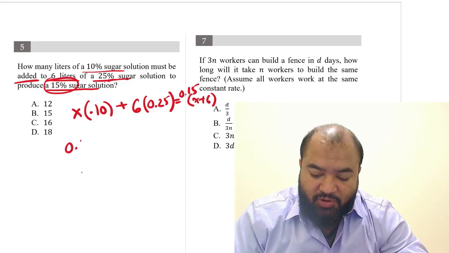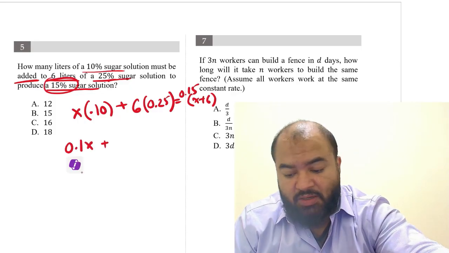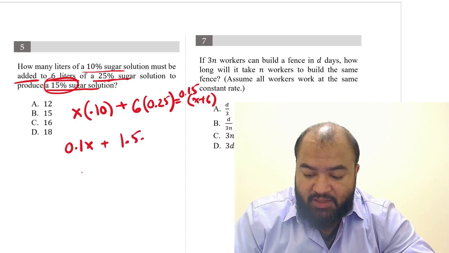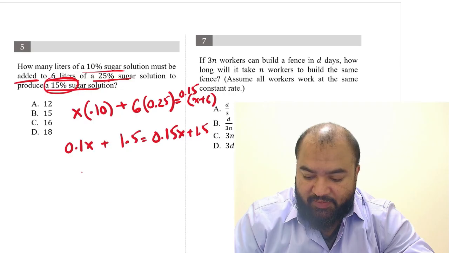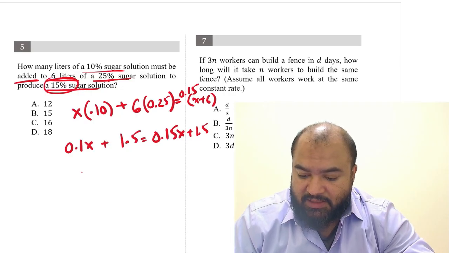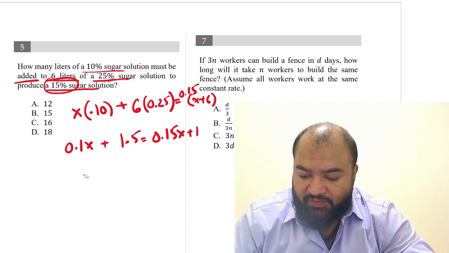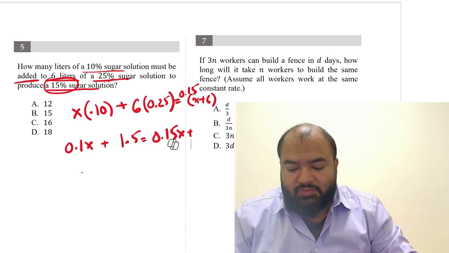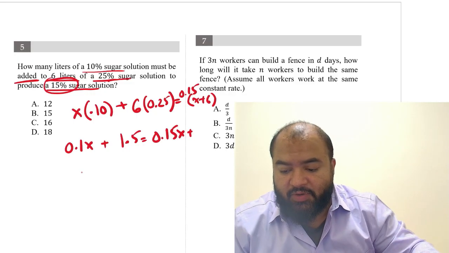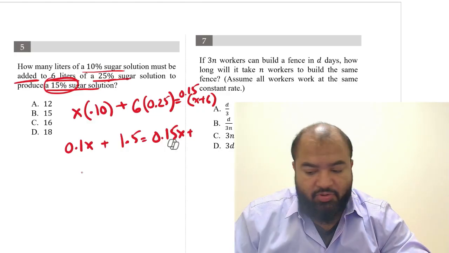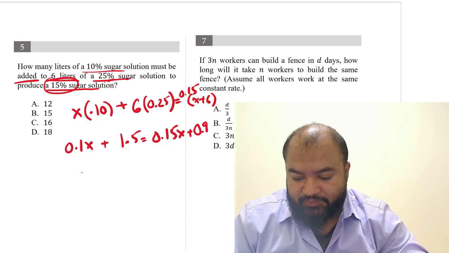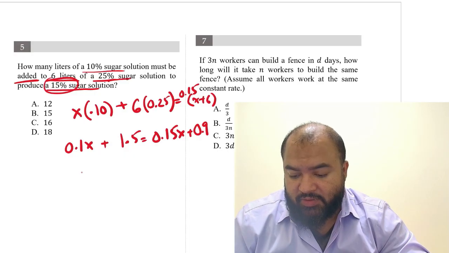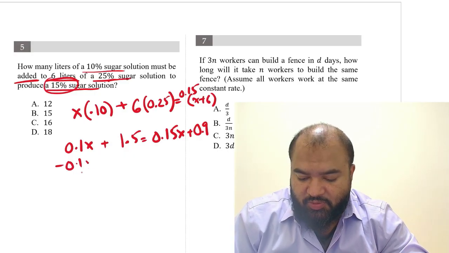Now this is 0.1x plus 6 times 0.25, which is 1.5, equal to 0.15 times x plus 6. Now 0.15 times 6 is 0.9. Right? And then you can just solve it, subtracting 0.1x from both sides.